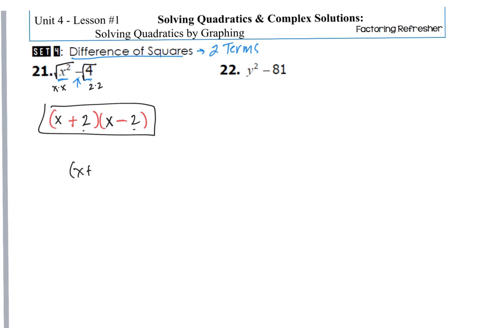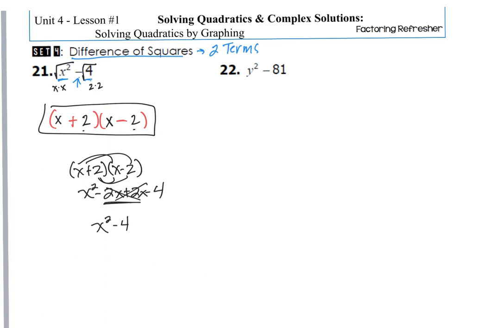Let's see if I FOILed this out. If I have x plus 2 times x minus 2, and we FOIL it, we get x squared, x times negative 2 is negative 2x, and then we do plus 2x, and 2 times negative 2 is negative 4. Because one gets a plus sign, one gets a minus sign, the middle two terms always cancel out. Negative 2x and positive 2x are gone, and we're left with the original problem, x squared minus 4. So difference of squares, if you recognize it, if you train your brain to do that, you're going to love this type of factoring because it's the fastest.